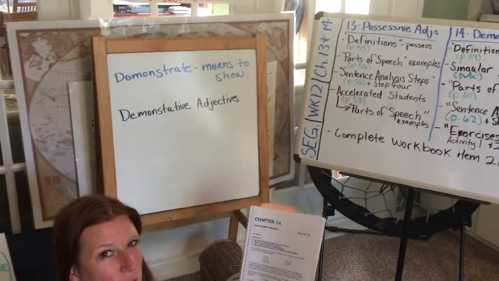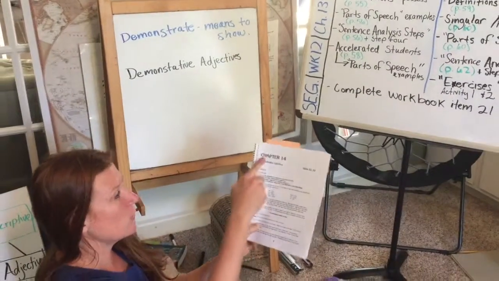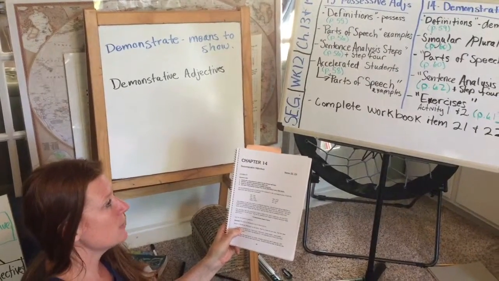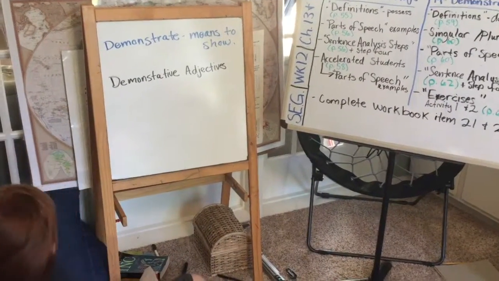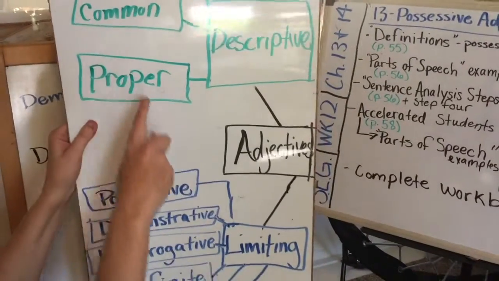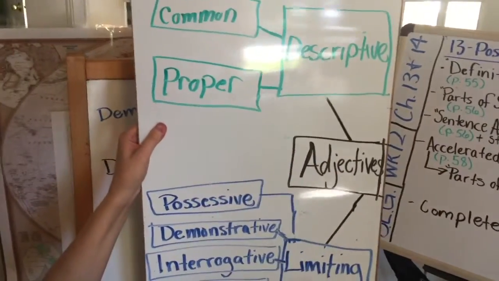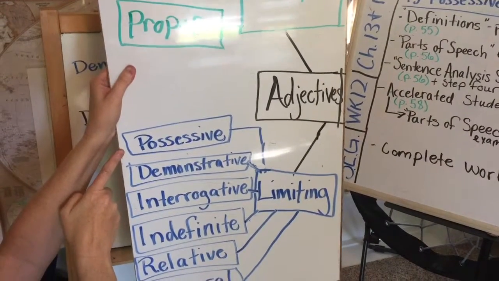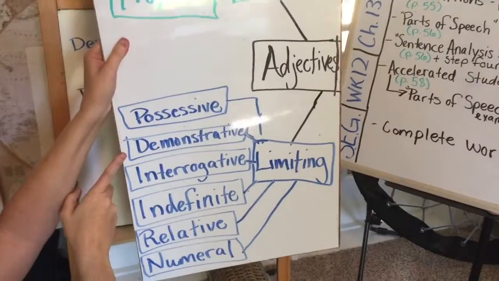Okay, this is our week 12, part 2, chapter 14, page 59. We're going to learn about demonstrative adjectives. Remember, we broke our adjectives into two different types. We had common and proper with the descriptive adjectives and the limiting adjectives. Chapter 13 covered the possessive. Chapter 14, we're going to cover demonstrative.